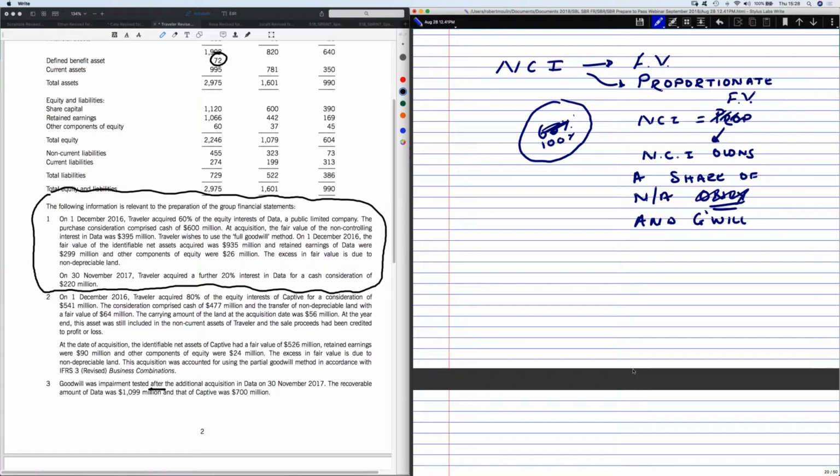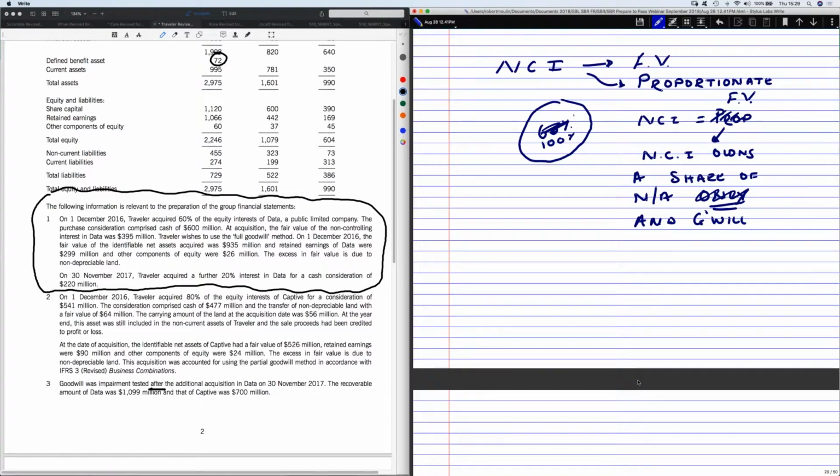Under which policy will the impairment charges be greater, proportionate or fair value? Fair value, of course. If the goodwill is higher under the fair value policy, then the impairment charges will be higher, because we're calculating the impairment not on our share of the goodwill, but on 100% of the goodwill. Does that make sense? And these are important questions for us in the exam, please.